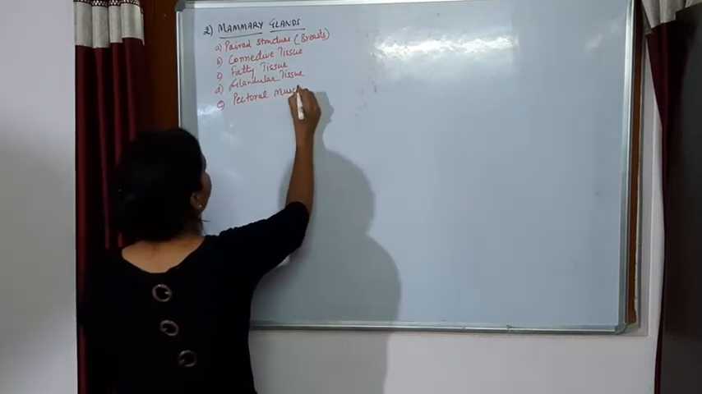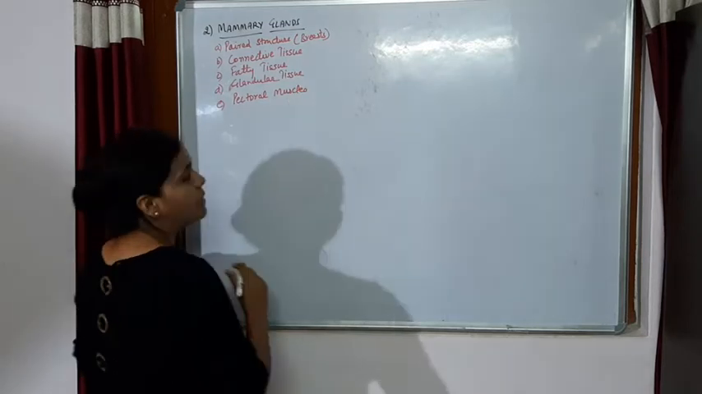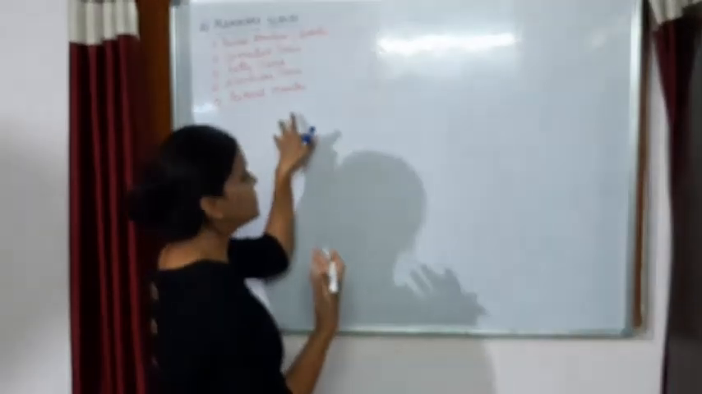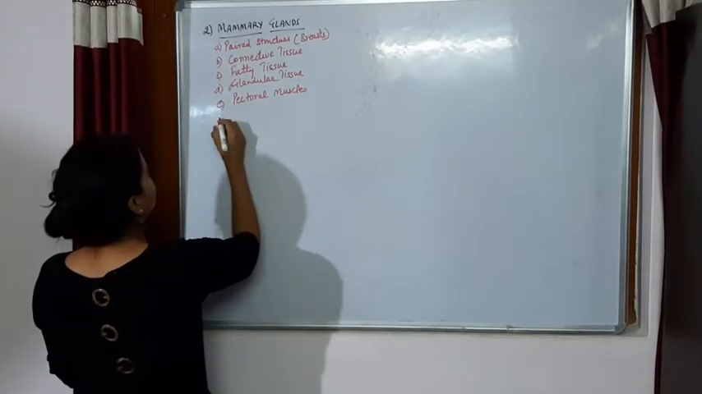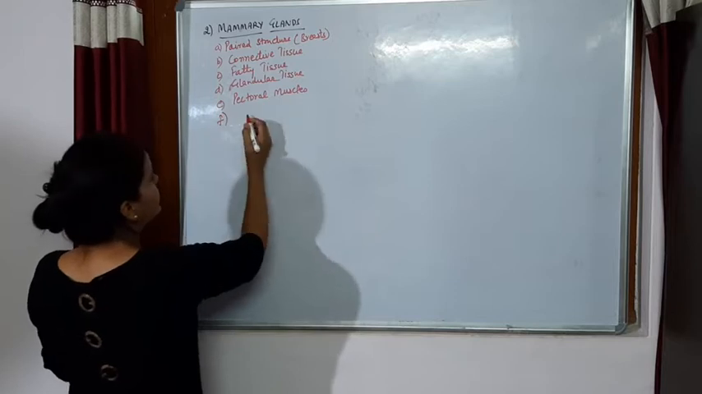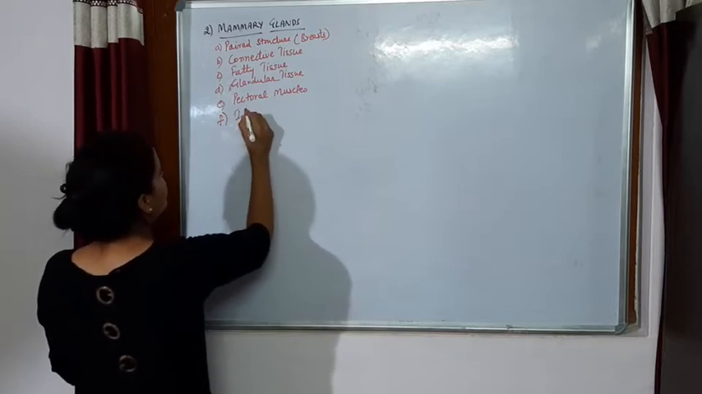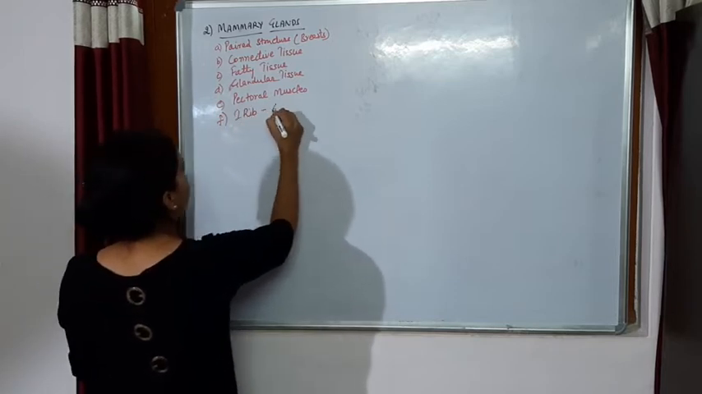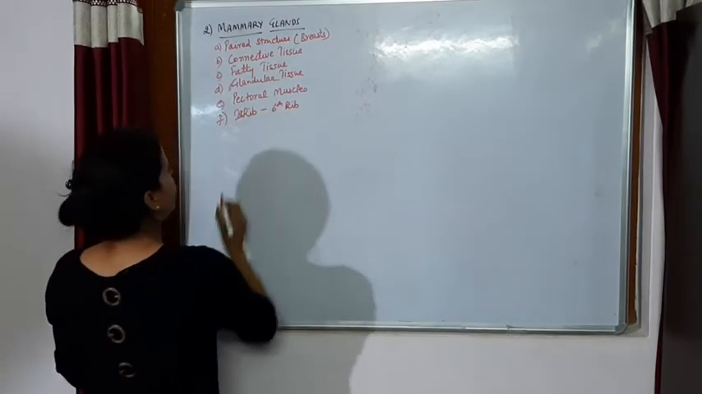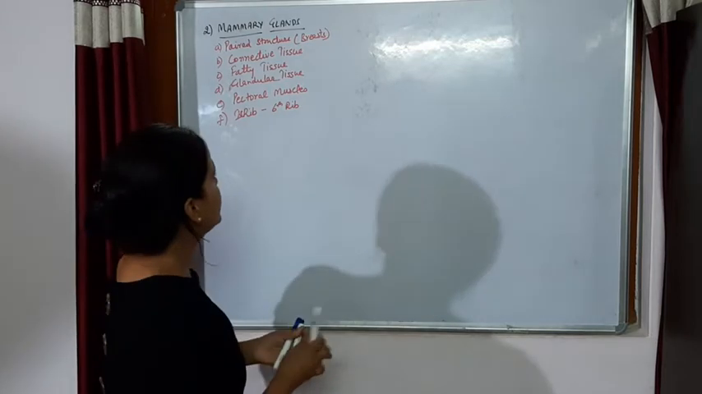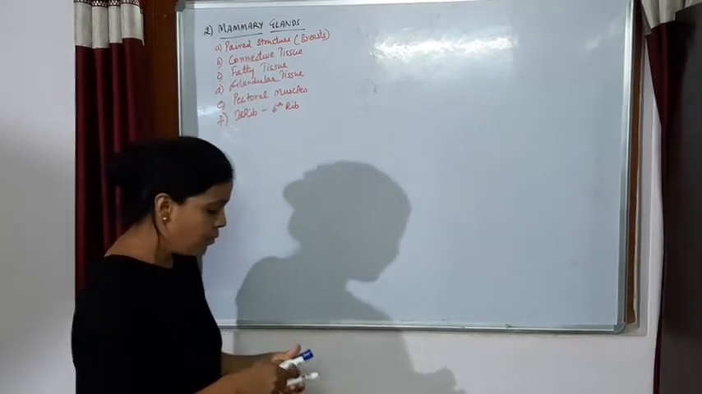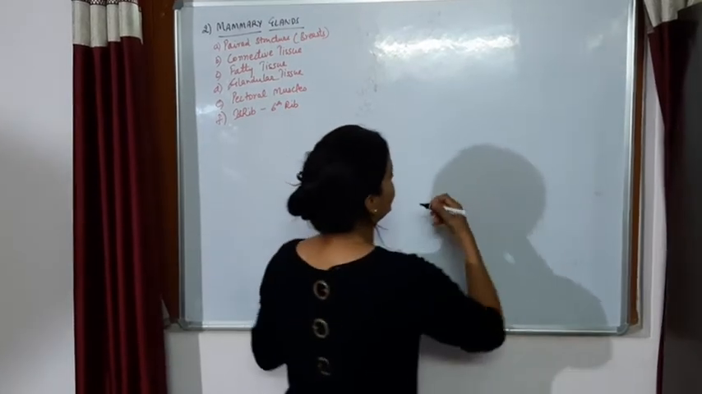Where are they located? They are located in front of the pectoral muscles, and between the first rib and the sixth rib, right? So this is just a detailed theoretical part about what a mammary gland contains. Now we will come to the structure part.